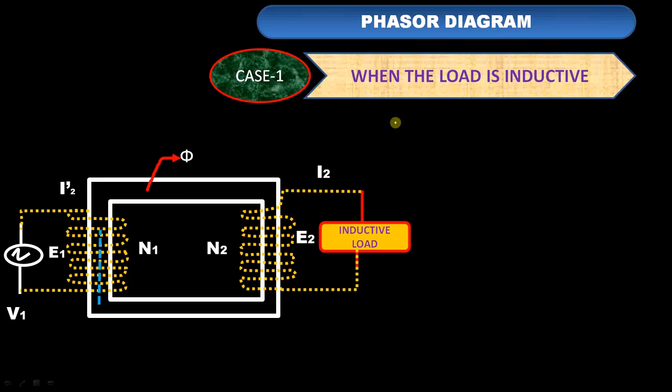Now we are going to draw the phasor diagram, considering case 1. Case 1 means when the load is inductive. See here, this load is inductive, and this is voltage V2. When the load is inductive, what will happen? The current I2 in the inductive load.